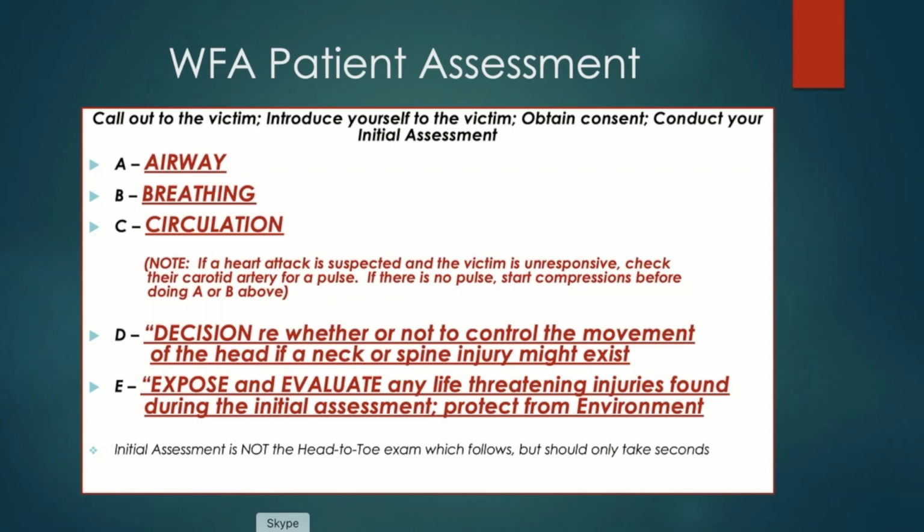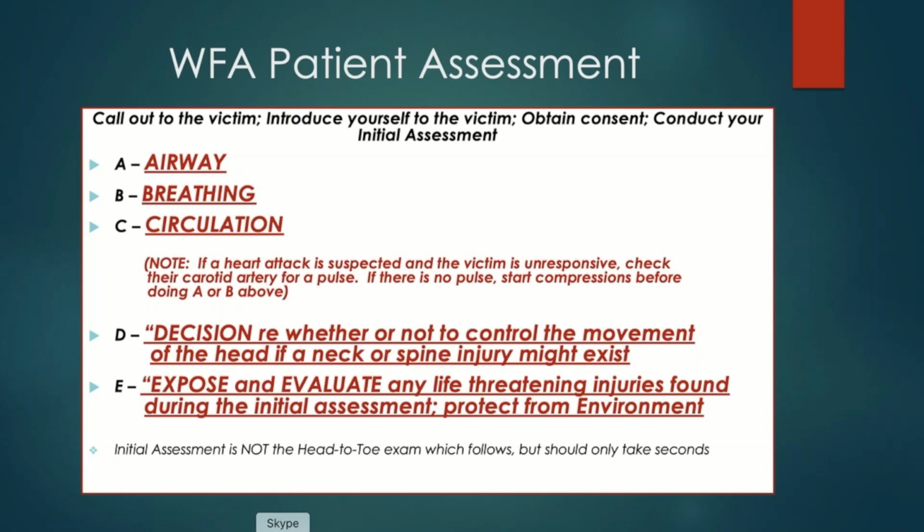C is important because you're not only checking for a pulse, but also doing a sweep of the body to see if there are any life-threatening injuries that might manifest themselves. The one exception to doing A and B first is if you think a person has had a heart attack and they might benefit from doing C first instead. If someone looks like they've had a heart attack or someone tells you it appears this person has had a heart attack and they are unresponsive, you would check their carotid artery for a pulse. If they have no pulse, you would begin compressions immediately.